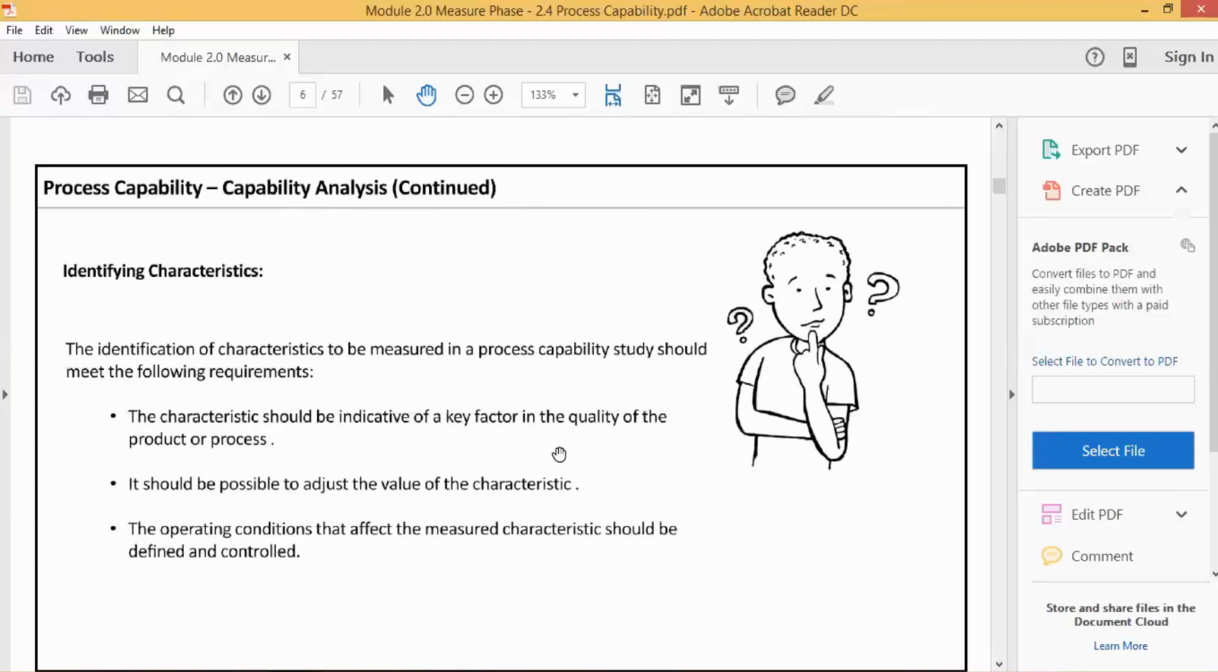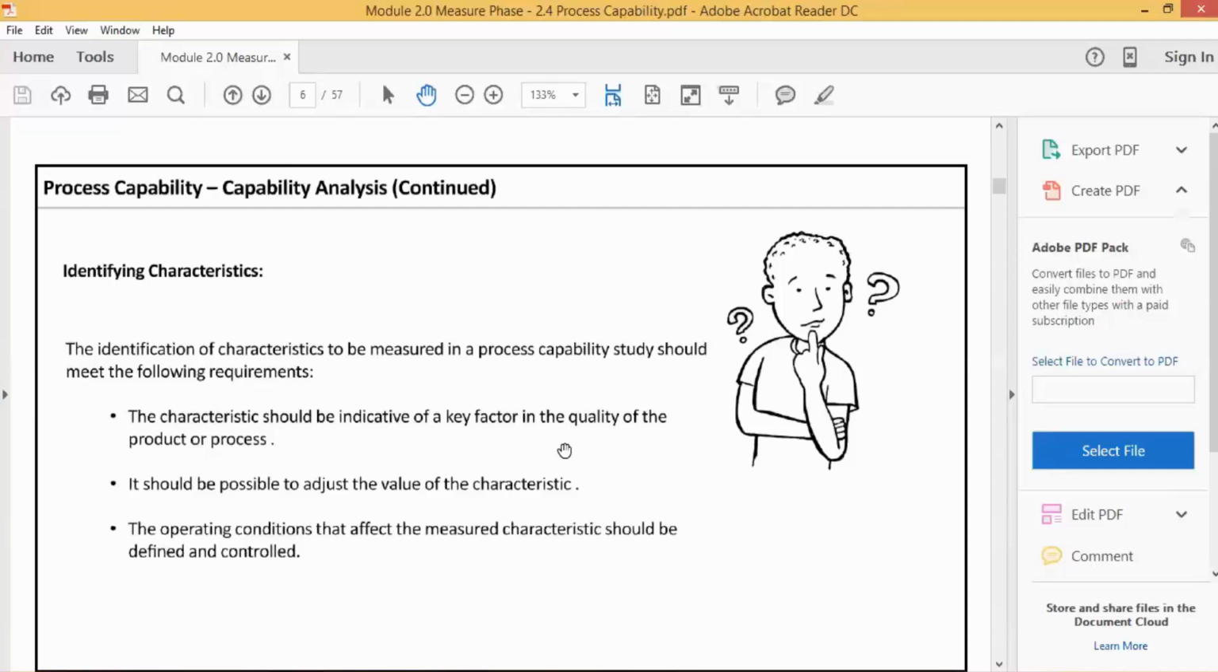Identifying characteristics, capability analysis. We are still doing capability analysis and process capability. There are some formulas which I'll share with you on how to find the process capability. With those formulas we can do the capability analysis and find out whether the process is capable or not.